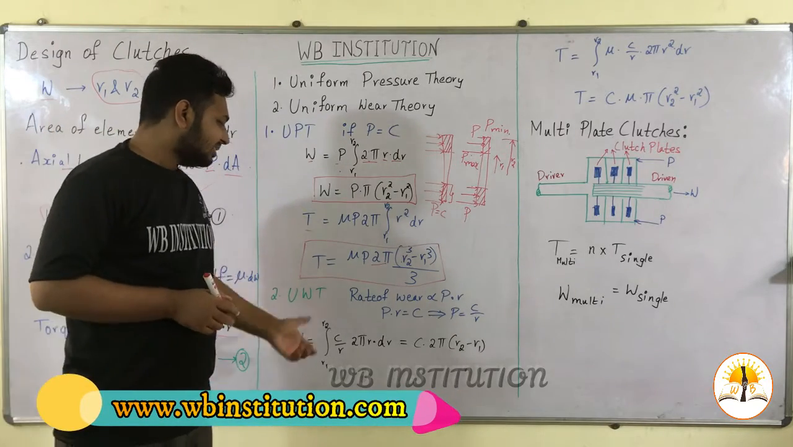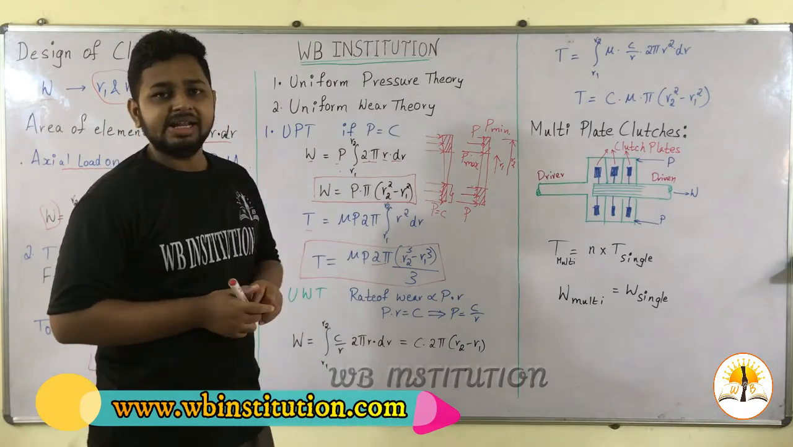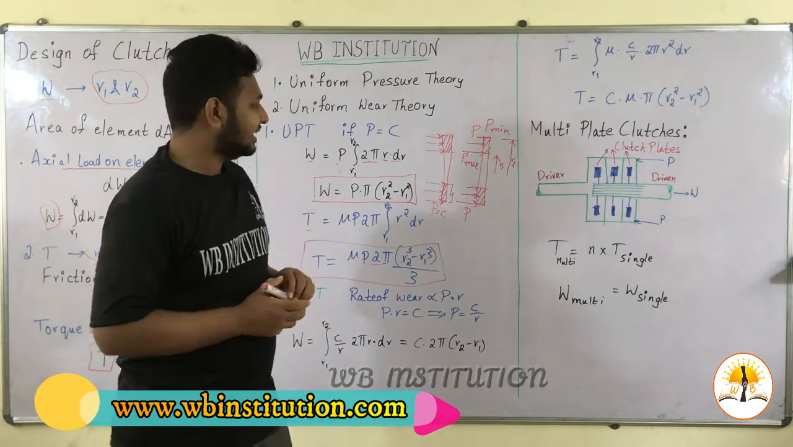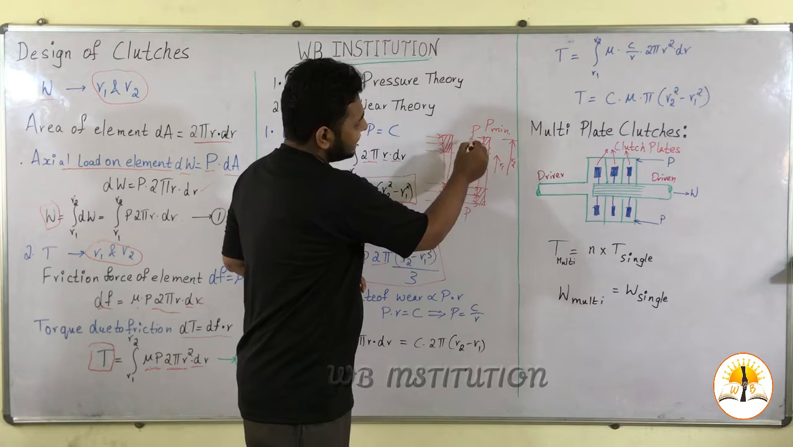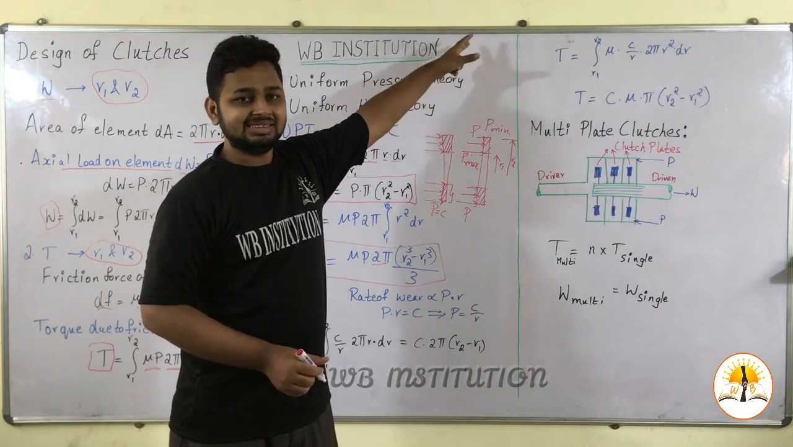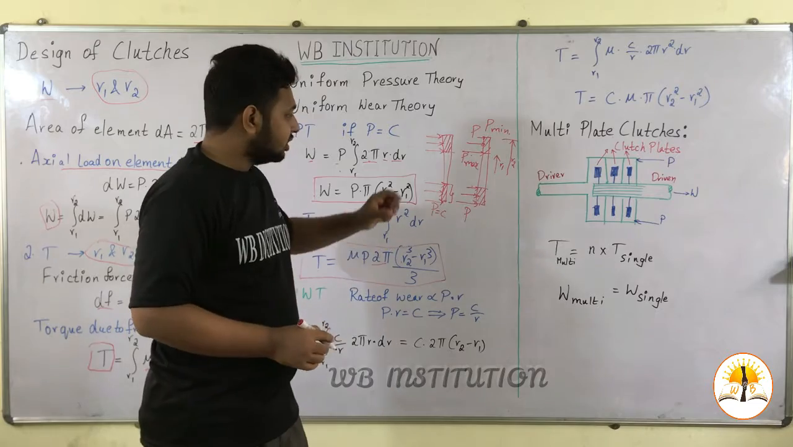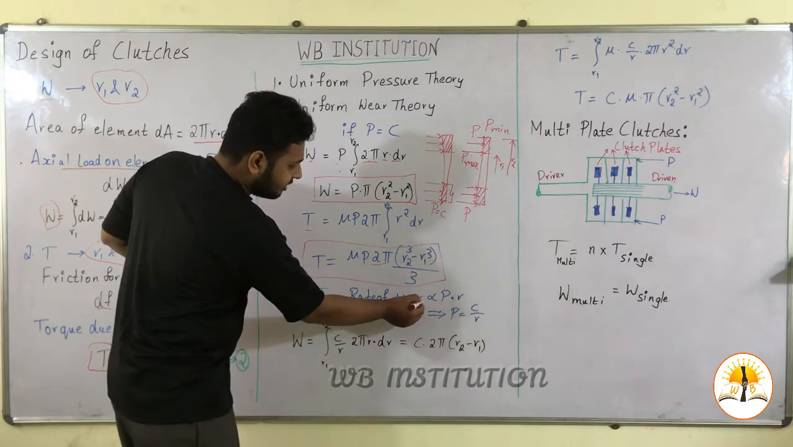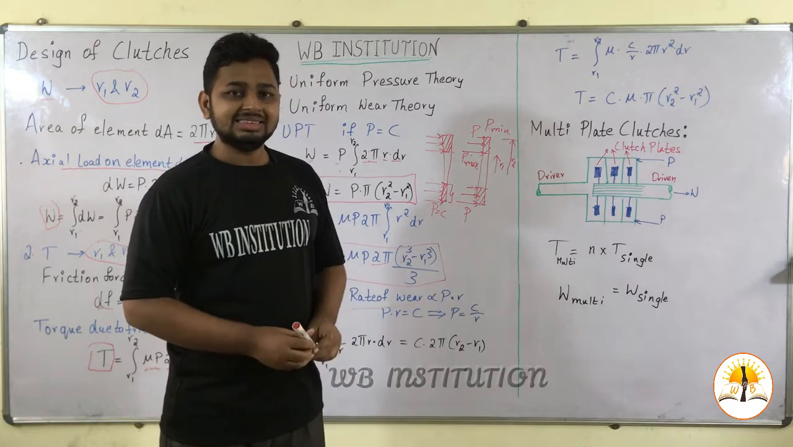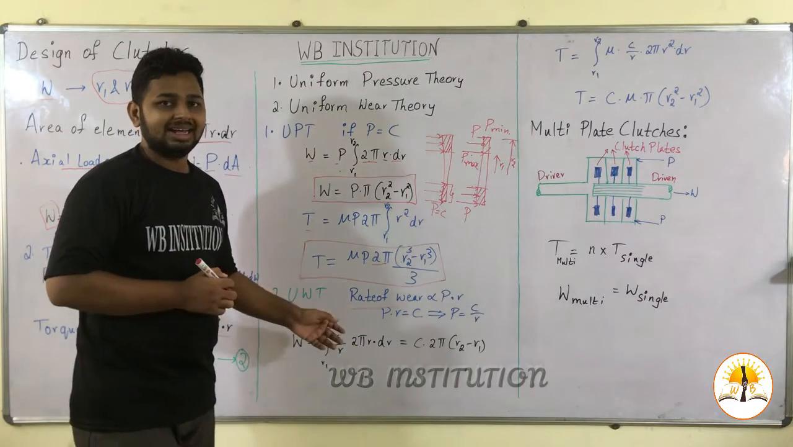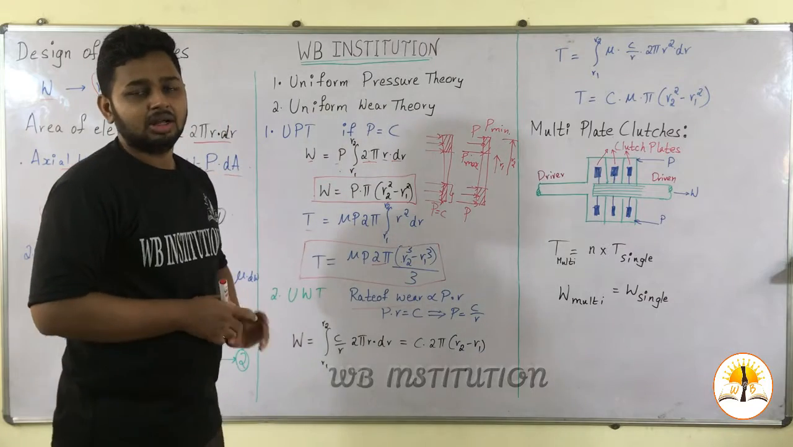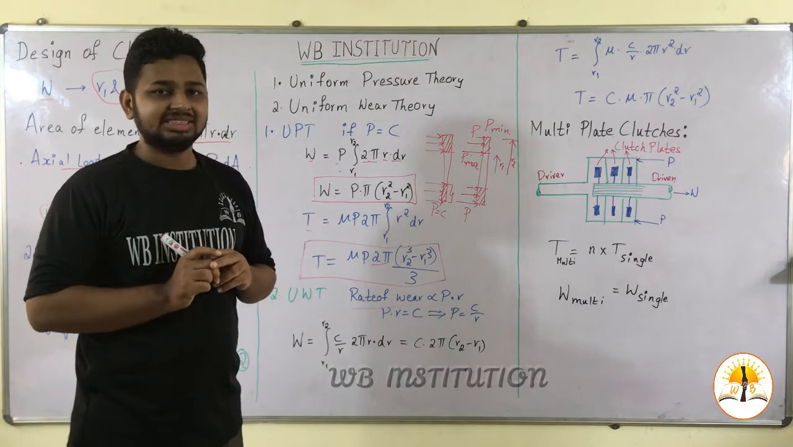In uniform wear theory, the rate of wear will be directly proportional to P into R. So if the pressure is maximum, then the radius is minimum. If the pressure is minimum, the radius is maximum. Here we can see it. So if the rate of wear is directly proportional to P into R, let us take the amount of P into R as a constant. Then we can write the value of P equal to C by R, where C is the constant value.